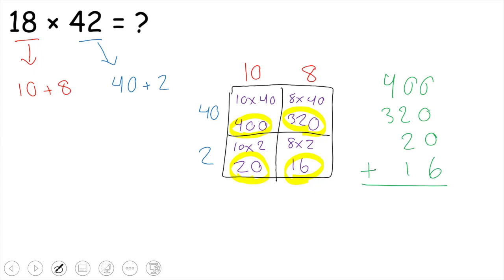So we have 0 plus 0 plus 0 plus 6, which is 6. We have 0 plus 2 plus 2 plus 1, which is 5. And 4 plus 3, which is 7. So we have a final answer of 756.